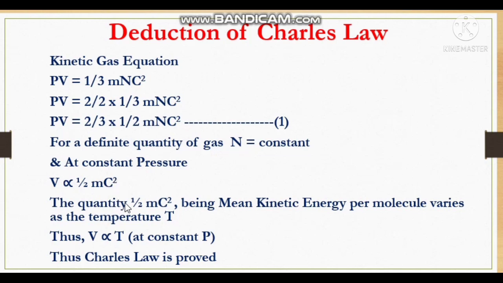So this quantity 1 by 2 mc square is nothing but the mean kinetic energy per molecule, which varies with the temperature. It means if we increase the temperature, mean kinetic energy will increase. If we decrease the temperature, mean kinetic energy of the gas will decrease. So this V is directly proportional to absolute temperature. But this is possible only if the pressure is kept constant. Thus, we have deduced Charles' law mathematically by using the kinetic gas equation.